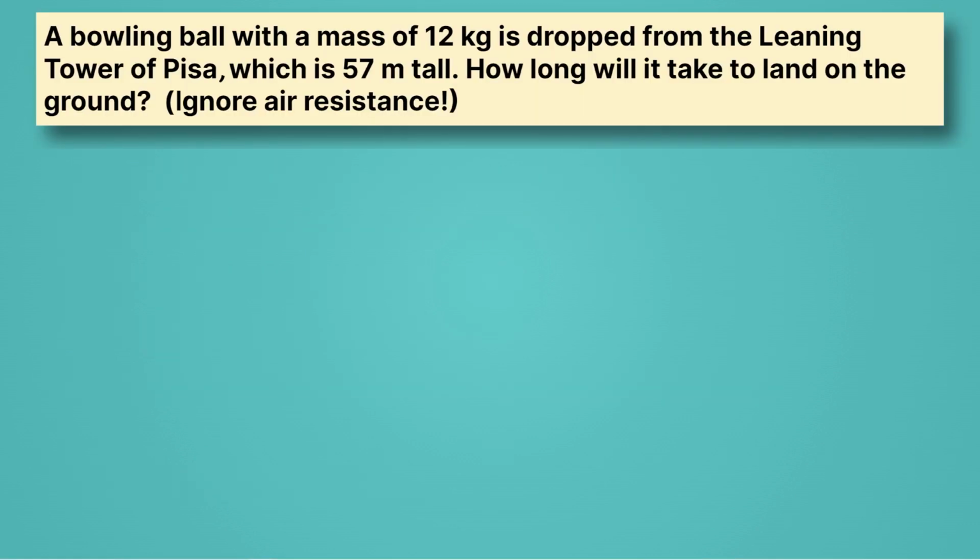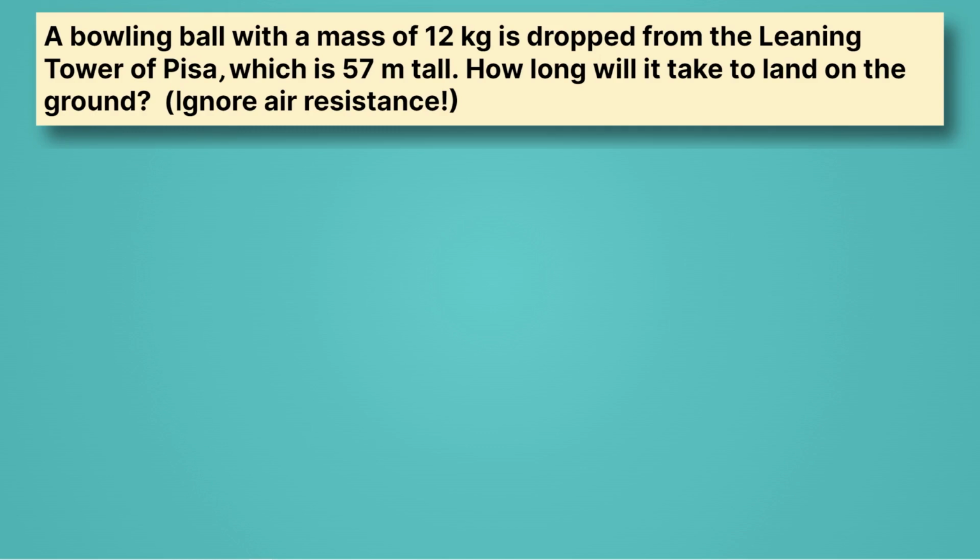Let's put our gravitational equations to work. This problem says that a bowling ball with a mass of 12 kilograms is dropped from the Leaning Tower of Pisa, which is 57 meters tall. How long will it take to land on the ground? Ignore air resistance. Okay, that's good. We can ignore air resistance.